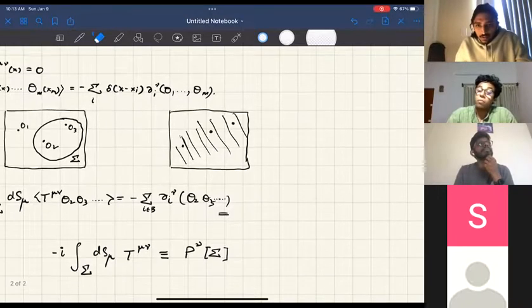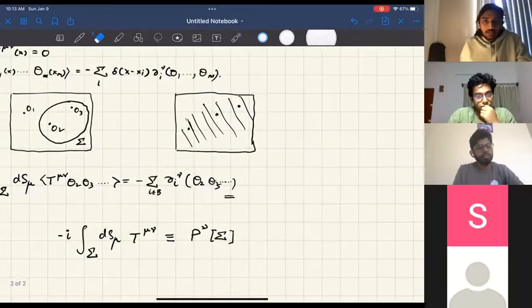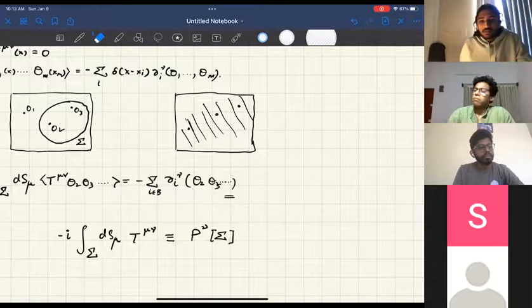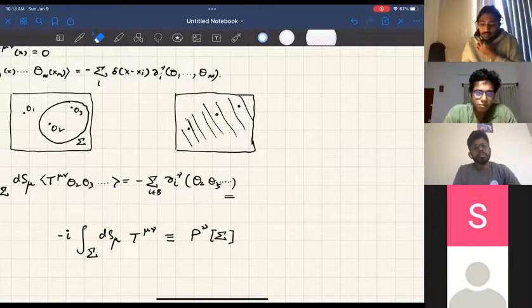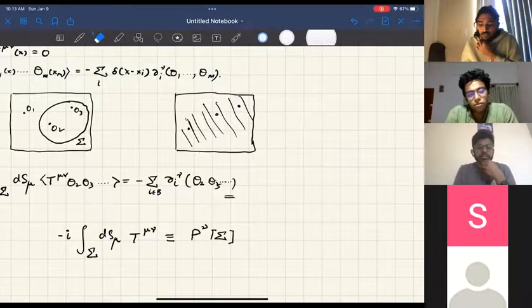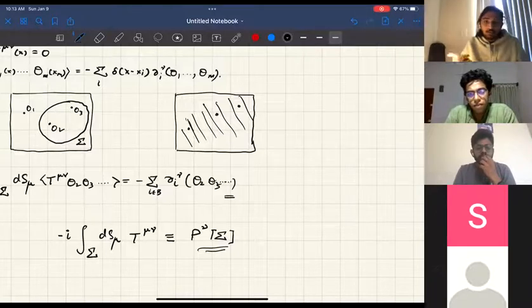Okay, coming back to this. This is a topological surface operator, so I'll explain what that means. If you compute the Ward identity with this operator inserted into the correlation function, then the result is the same with any other surface enclosing the same operators.